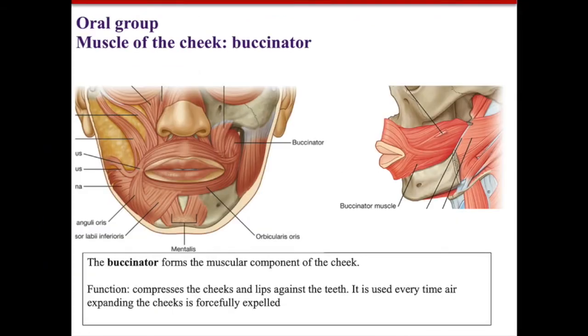So the big muscle of the cheek is the buccinator. The buccinator forms then the muscle component of the cheek, and it's used every time air expands the cheeks, when air is forcibly expelled. So if you're playing, for example, an instrument in which you have to blow into the instrument, you're using a buccinator.